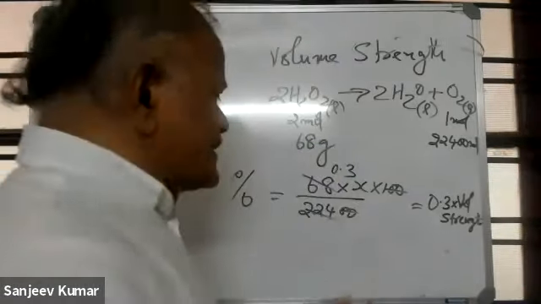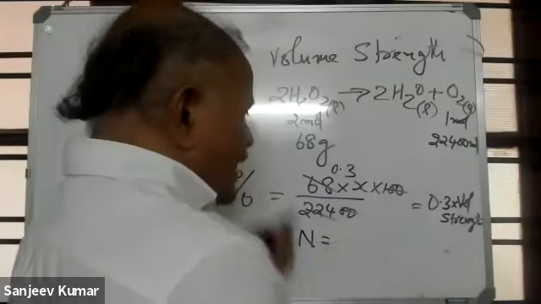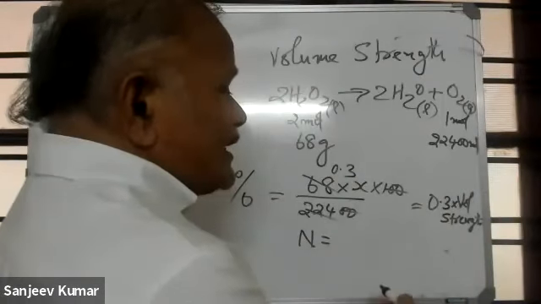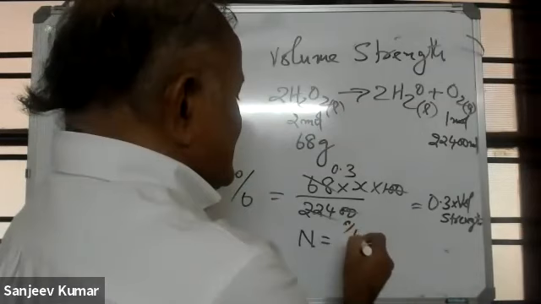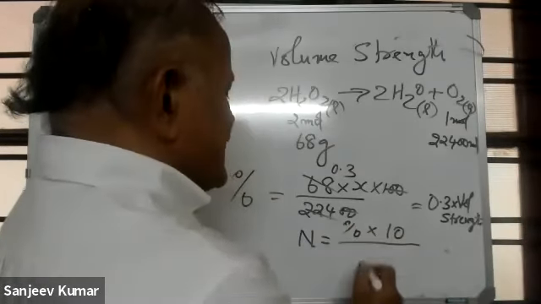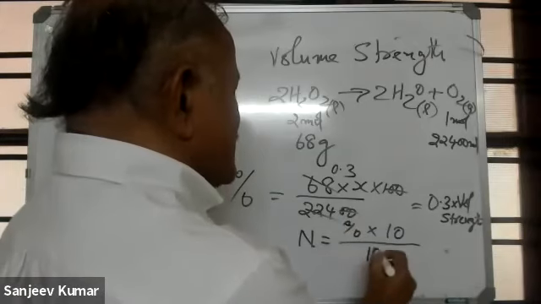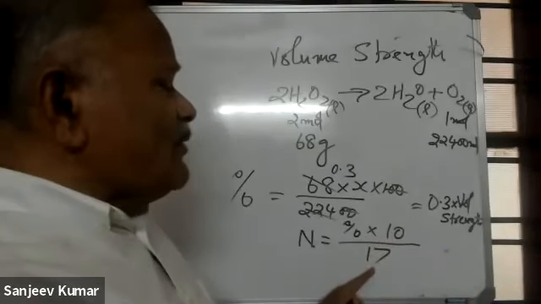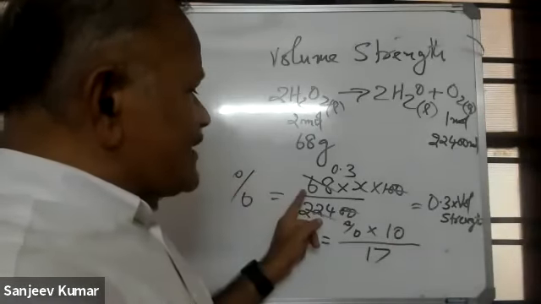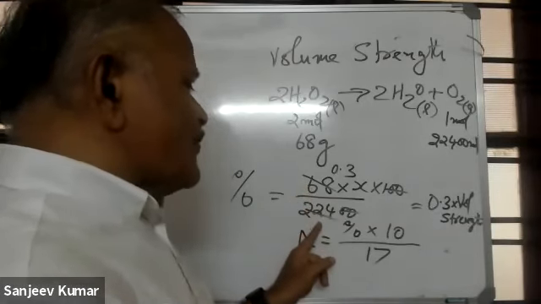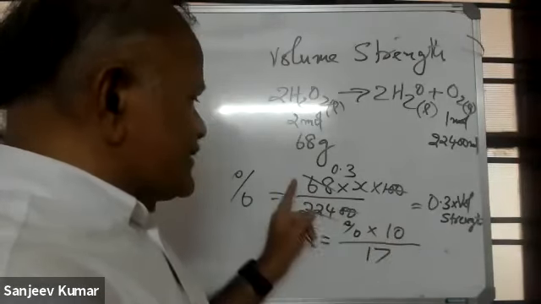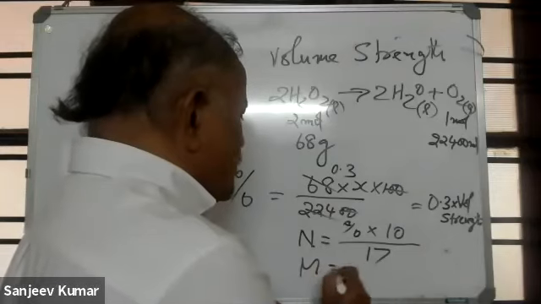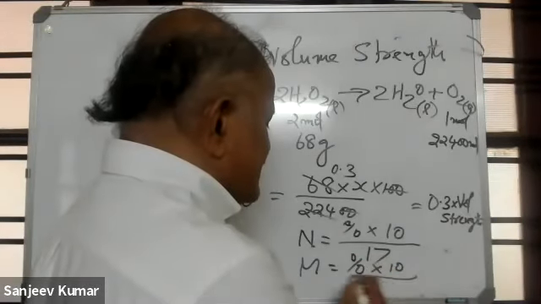The normality means the number of equivalents. Percentage strength into 10 will give the weight per liter, divided by the equivalent weight 17. Therefore, percentage strength into 10 by 17 will give normality, or volume strength into 68 by 224 into 10 by 17 will give normality. Molarity is equal to percentage strength into 10 by 34.